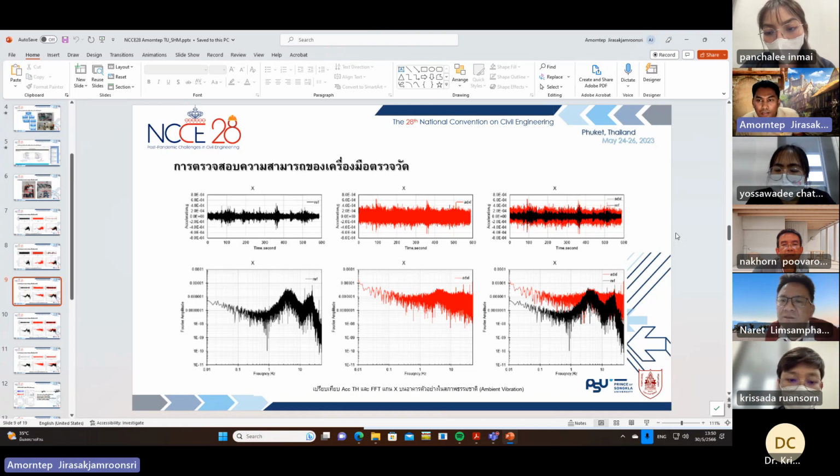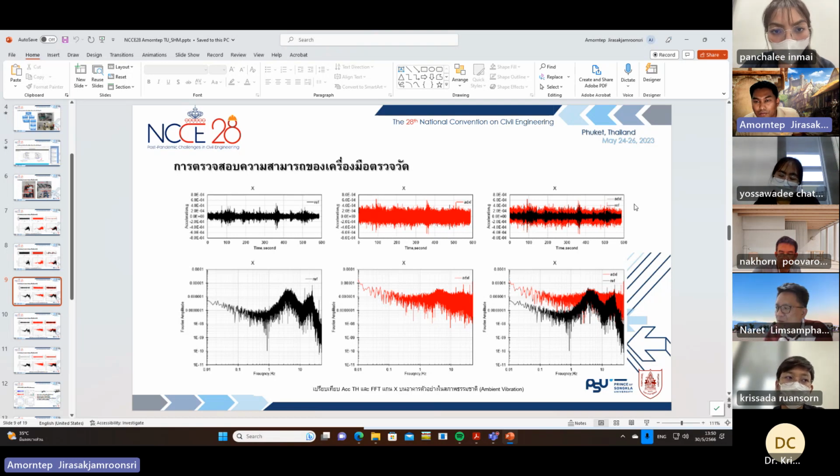In many cases, I think this is the result from our first experiment. After that we fixed the program. We use software to help us reduce the noise. So recently we found that if the amplitude of vibration is lower than 0.2 milli-G, we cannot get the signal from the low cost sensor.